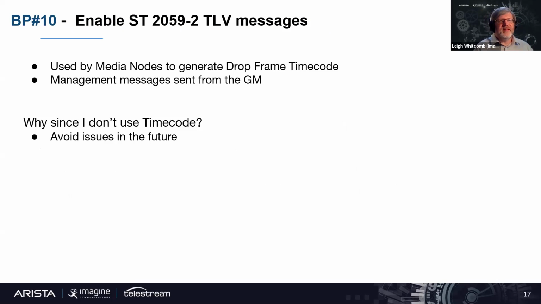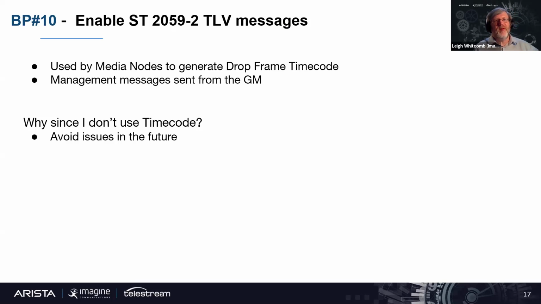There's something called the SMPTE 2059-2 TLV message. This is something which was added in the SMPTE profile, and it basically allows media nodes to generate drop frame timecode. As we moved to PTP, we needed a way to emulate how drop frame timecode is done. And these are special messages sent from the grandmasters. Now, you may ask yourself, why should I turn on these messages if I'm not actually using drop frame timecode?